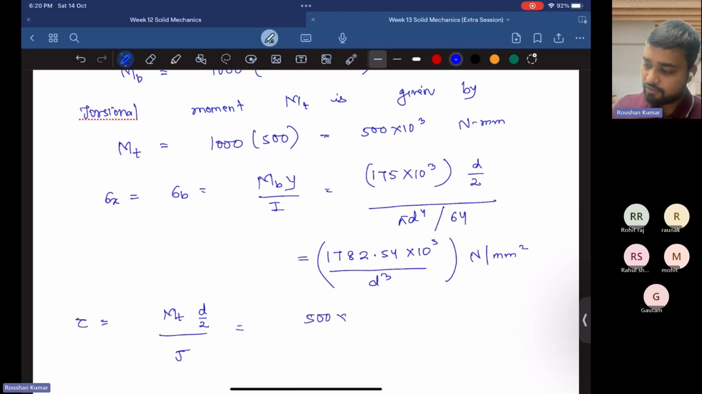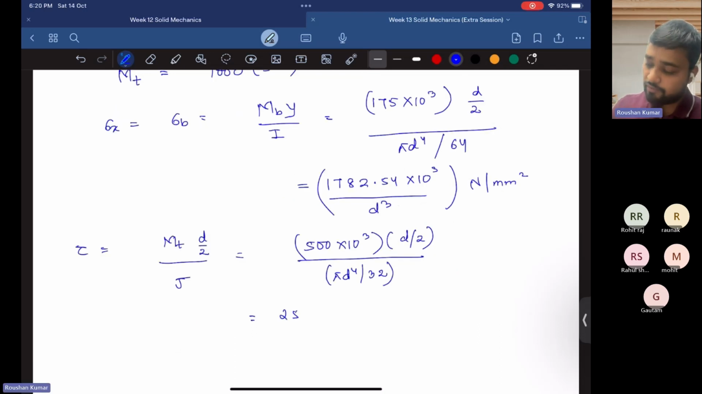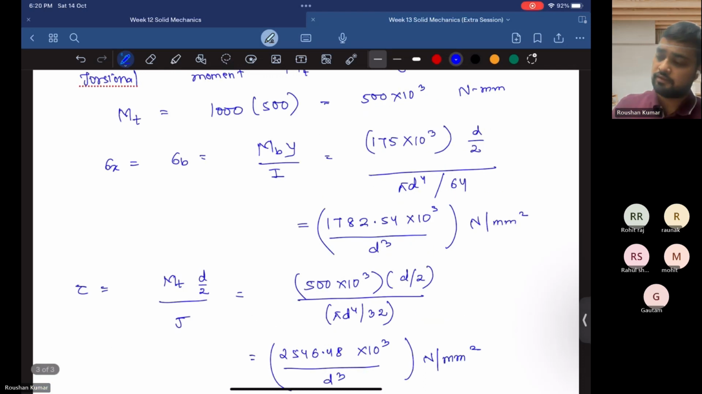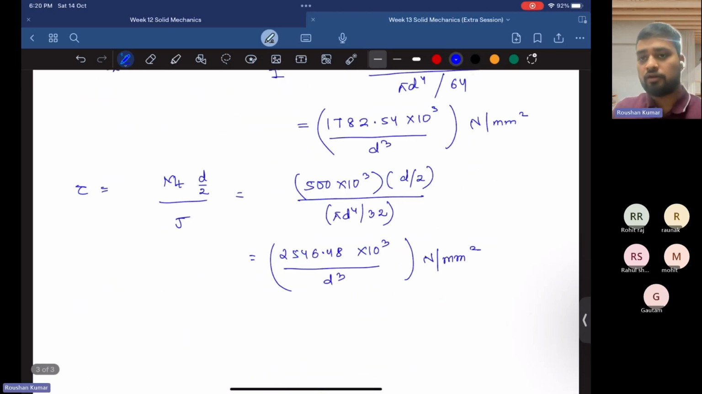So it is given by Mt, which is already calculated above, 500 Newton to the power 3 into d by 2, into d by 2, upon pi d to the power 4 upon 32. If you calculate this, you will get 2546.48 into 10 to the power 3 upon d cube Newton per mm square. Okay, so this is the value of bending stress and shear stress due to the bending moment and torque generated due to the load P.